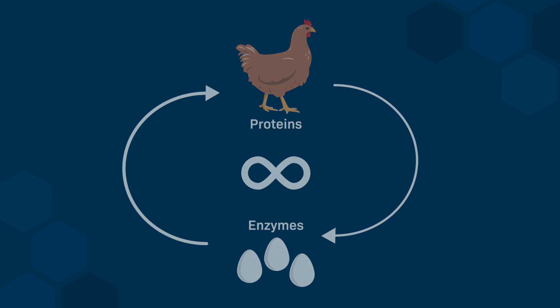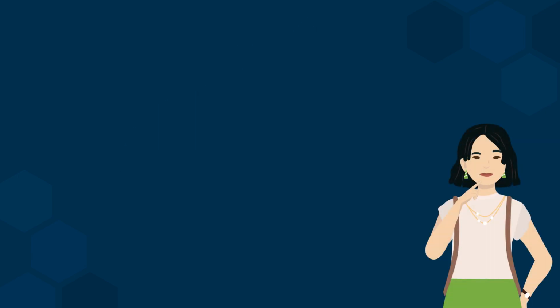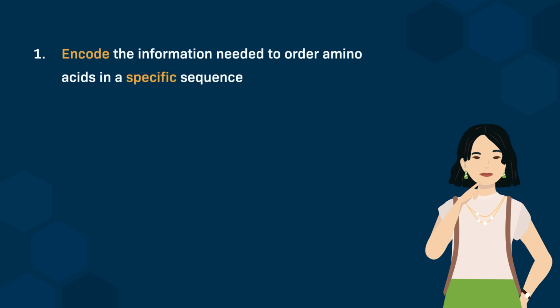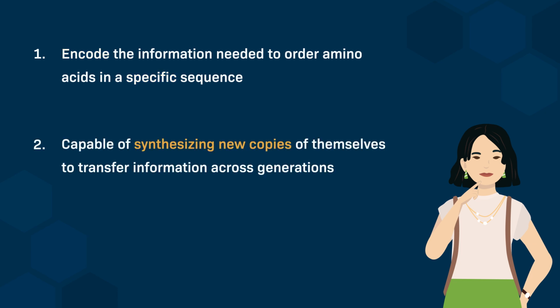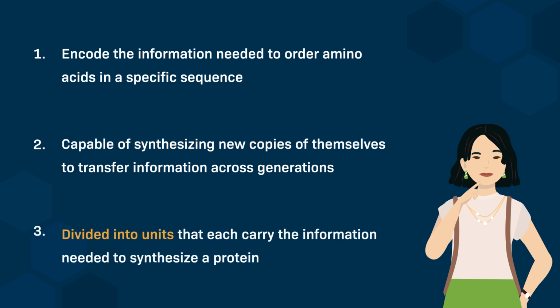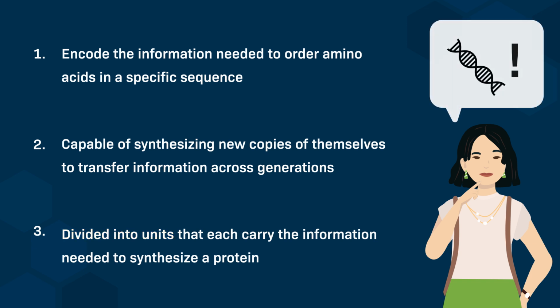The information-bearing molecules we are looking for must encode the information needed to order amino acids in a specific sequence during protein synthesis. They must be capable of synthesizing new copies of themselves to transfer the information across generations. These molecules should be divided into units, with each unit carrying the information necessary to synthesize a protein. We now know that DNA serves as the information-bearing molecule, and within DNA, these units are called genes.